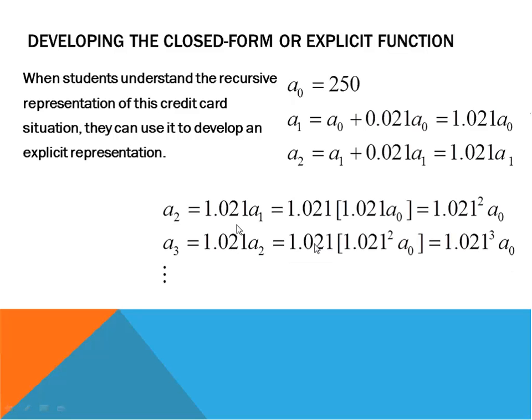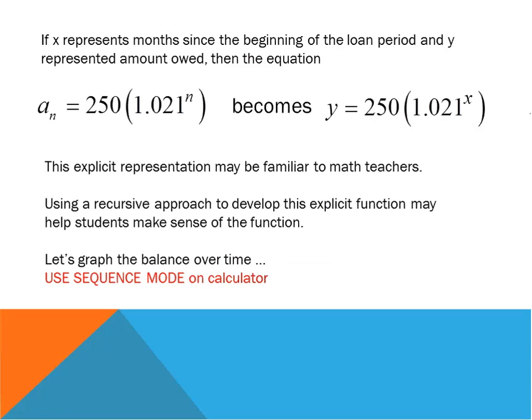So again, let's do it slowly. 1.021 times A2, it helps to use maybe different colors if you can do that. So I'm going to replace this A2 with the entire expression that I have on the line above it, and I get 1.021 cubed now times a sub 0. Do that a couple times, and hopefully the kids start seeing the pattern. And what you'll do is hopefully be able to see that this turns into an exponential function. Okay? So this idea of repeated multiplication gives us exponential functions.